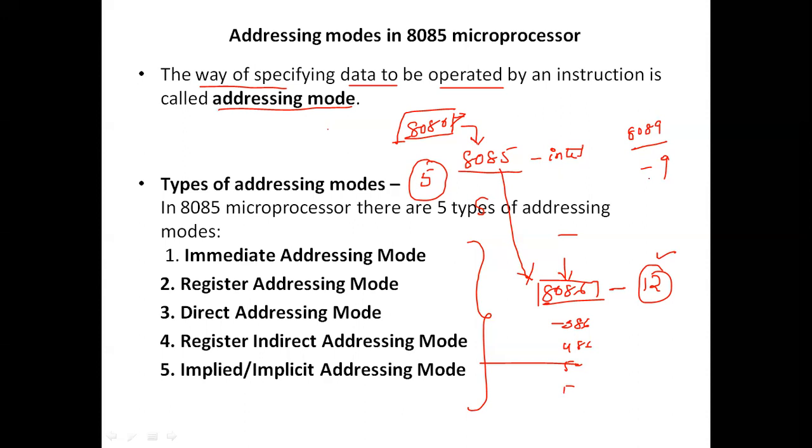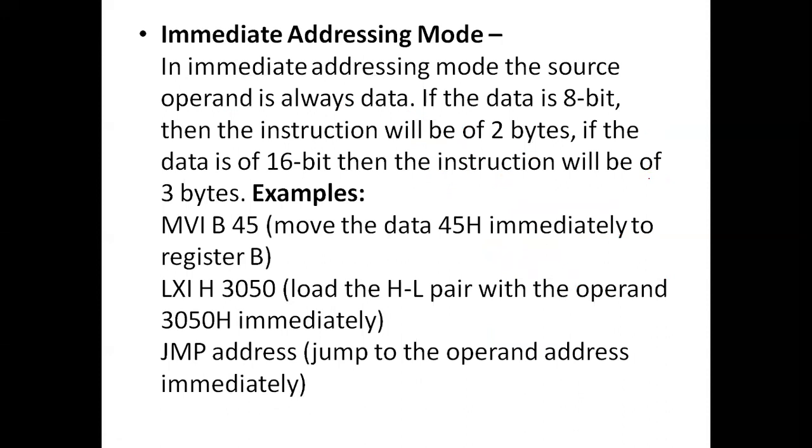As I have given the intro of what an addressing mode is, the immediate addressing mode, register addressing mode and direct addressing mode are all different types of addressing modes. The addressing mode specifies the way of specifying the data to be operated on by an instruction. That we call an addressing mode, right? Let us start with the types of addressing modes. The first and foremost is the immediate addressing mode. What do you mean by an immediate addressing mode?